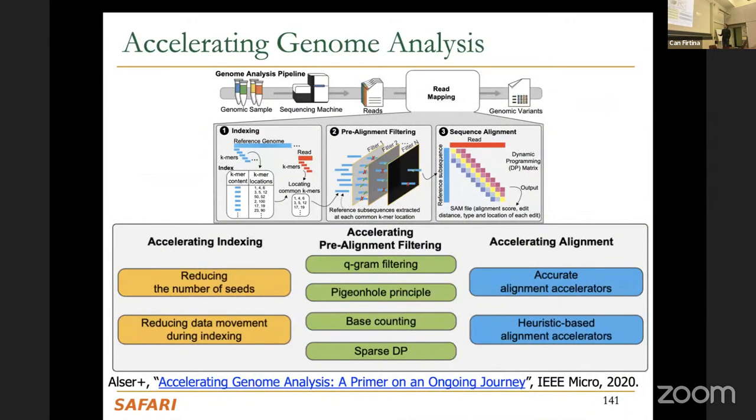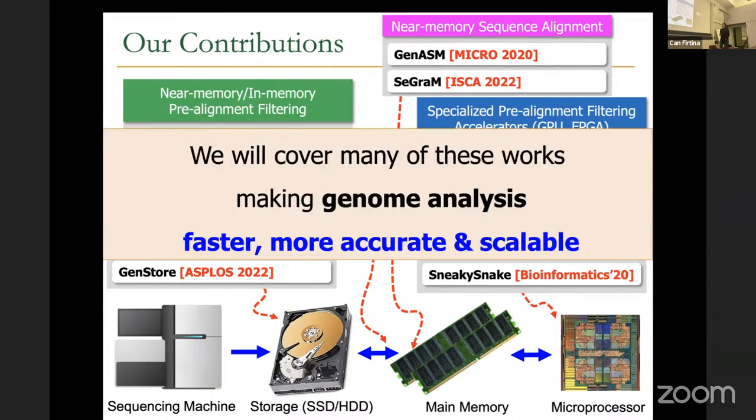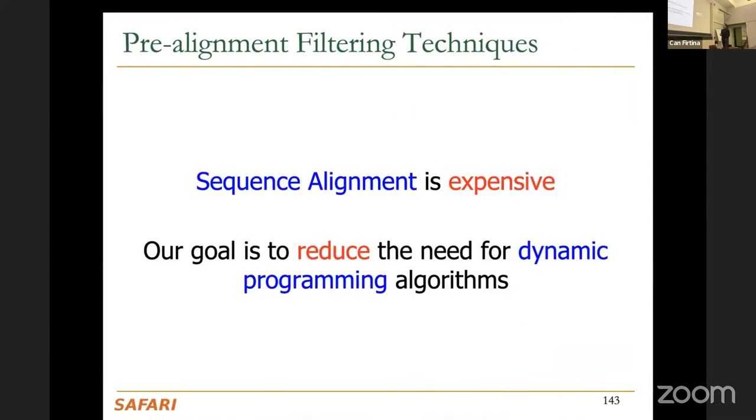And we do this also for genome analysis. Of course, we look at different steps in genome analysis, as I described earlier: indexing, filtering, alignment, and so on. And we design algorithms as well as architectures to make them faster and efficient. These are some examples from our group that exploit hardware-software co-design for more efficient and accurate genome analysis. We're going to look at some of these now.